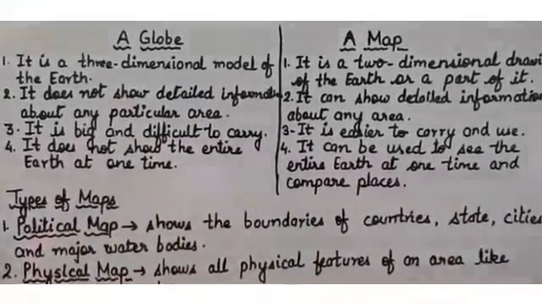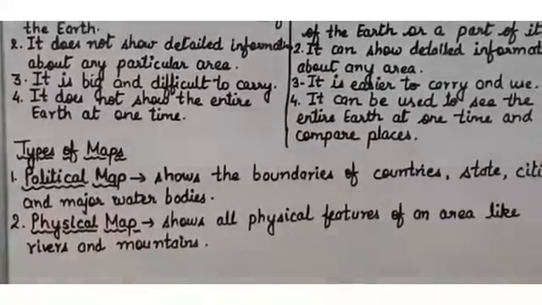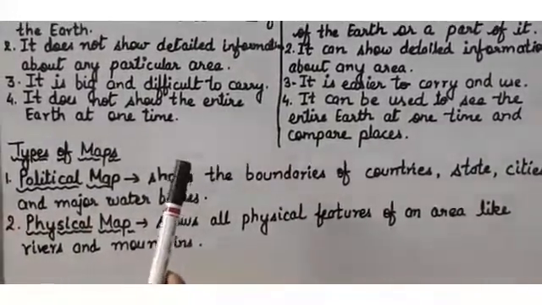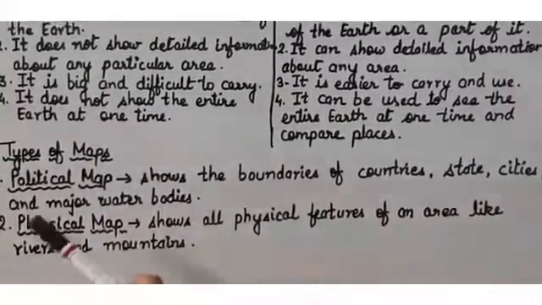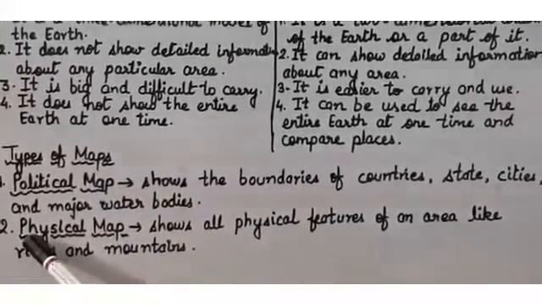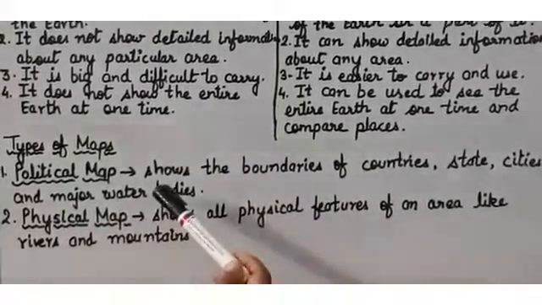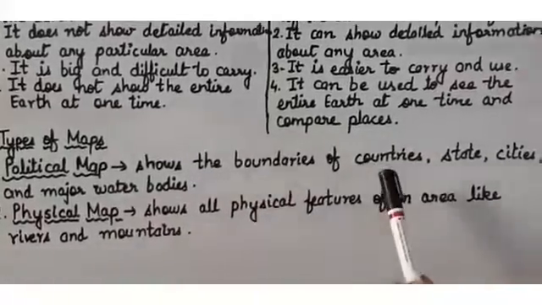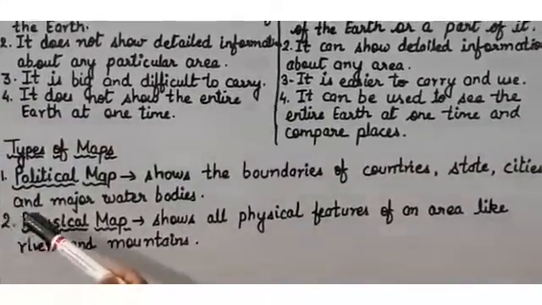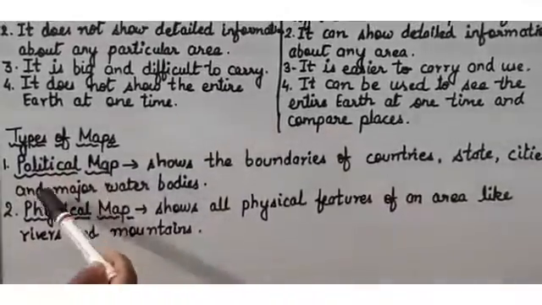After that, we'll study the types of maps. Now, how many types of maps are there? There can be many types of maps. You must have seen many types, but the two main types are the political map and the physical map. So, what is a political map? A political map shows the boundaries of countries, states, cities, and major water bodies.